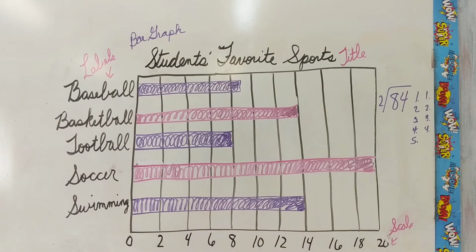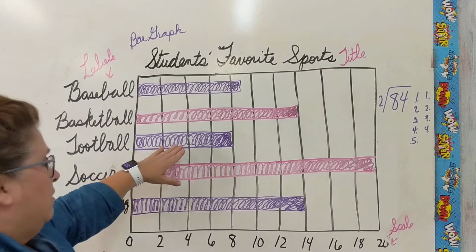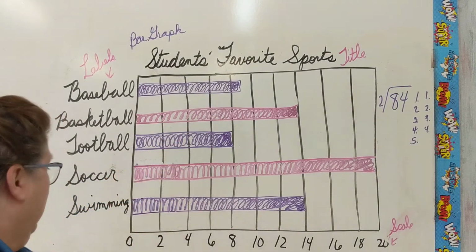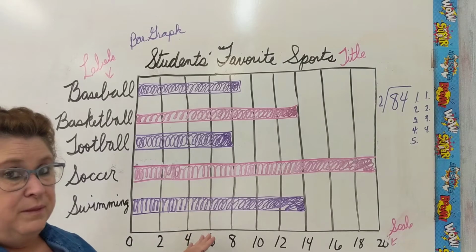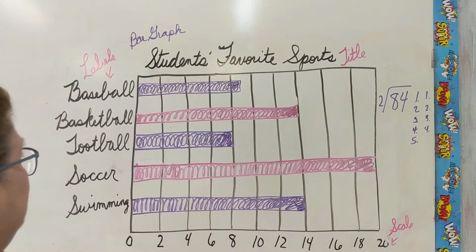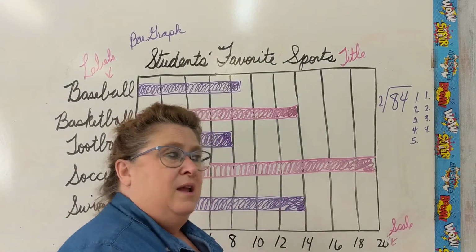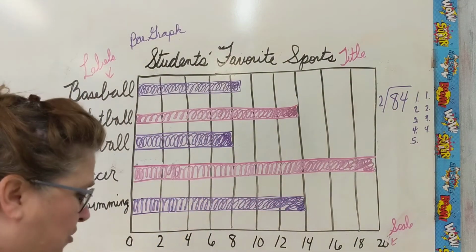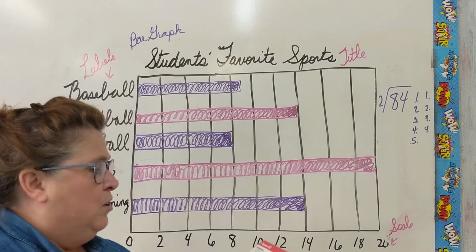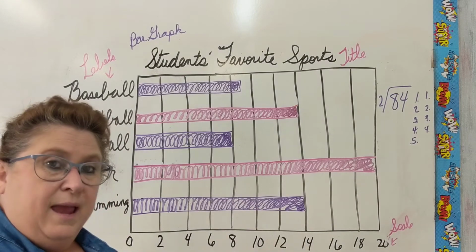So looking at this bar graph, which was the least favorite sport? The least favorite. Very good, it was football. Football was the least favorite. I honestly would have thought that swimming would have been the favorite. And then which one was the favorite sport? All the way out the longest bar, and that is soccer. Very, very good. So that is how you are going to do a bar graph.